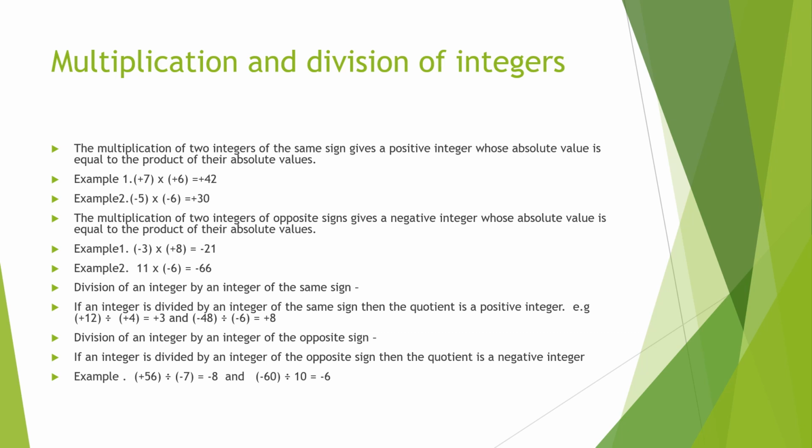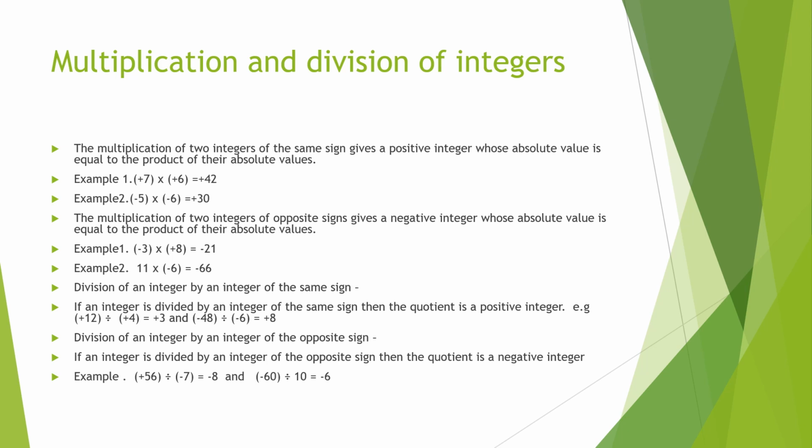Now we will learn how to divide the integers. Division of an integer by an integer of the same sign. If an integer is divided by an integer of the same sign, then the quotient is a positive integer. That means if we are dividing a positive integer by a positive integer, the quotient will be a positive integer. And if we are dividing a negative integer by a negative integer, then also the quotient will be a positive integer. For example, plus 12 divided by plus 4 is equal to plus 3. Minus 48 divided by minus 6 is equal to plus 8.